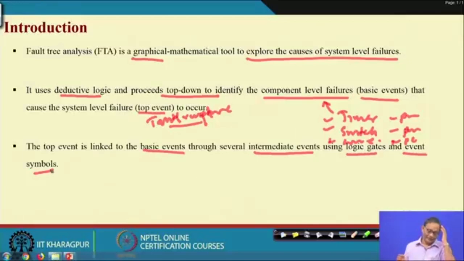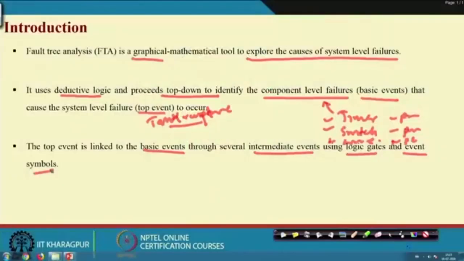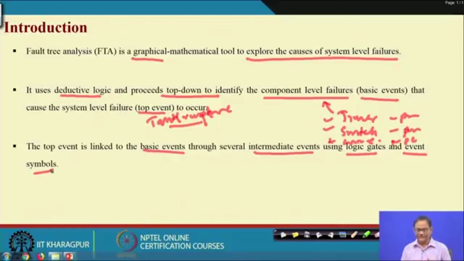For the time being, you have learned that fault tree analysis is a graphical and mathematical tool. Why graphical? It uses several symbols. And why mathematical? The event symbols are linked with gate symbols. Gate symbols have a specific mathematical structure, particularly in Boolean algebra, which helps in quantifying the probability of the top event failure given the bottom level failures. The top event is basically the system level failure, whereas the bottom event is the component level failure.